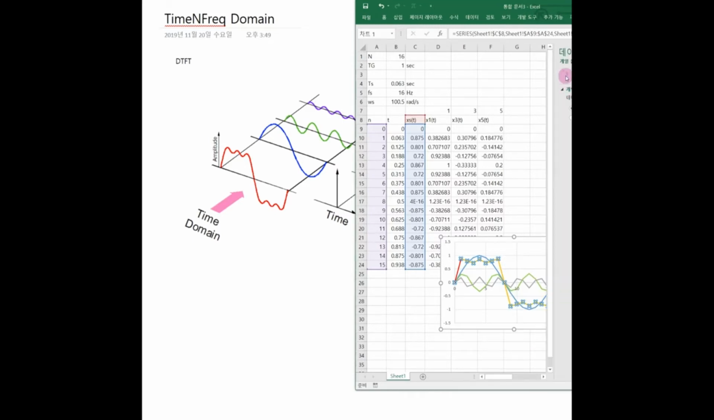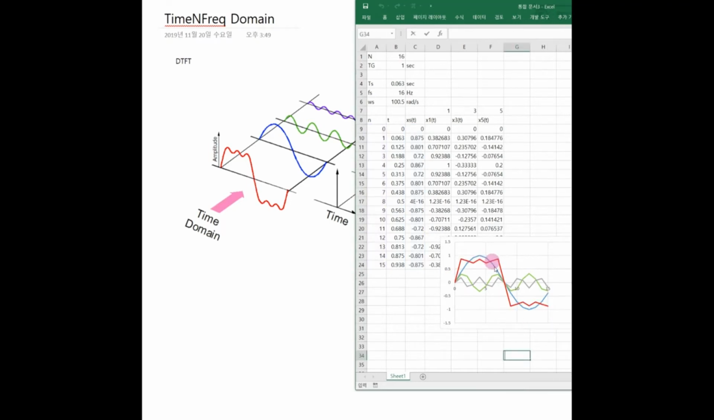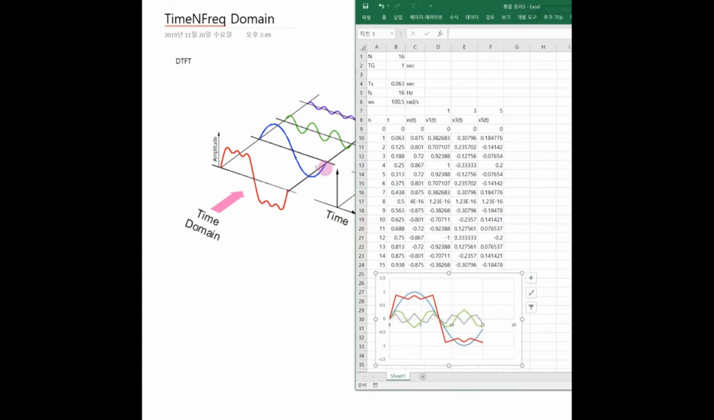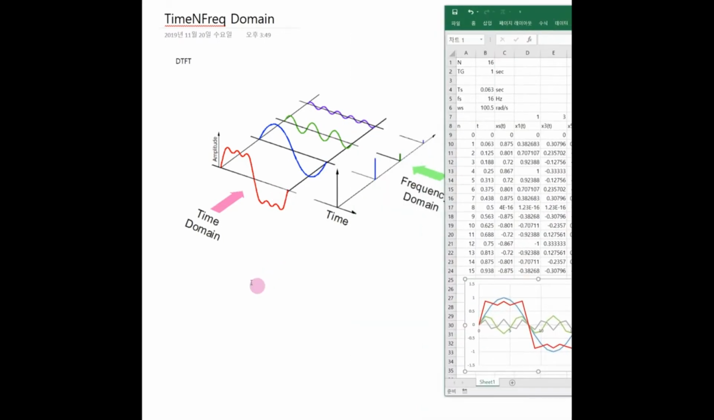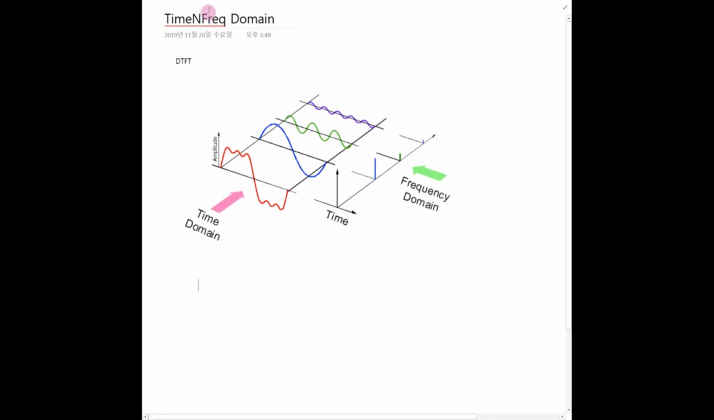Let's change into LED color. This LED one corresponds to here. Here shows the original spectrum of that one, but we would like to study the DTFT. By definition, DTFT can be obtained by use of the definition, like this.